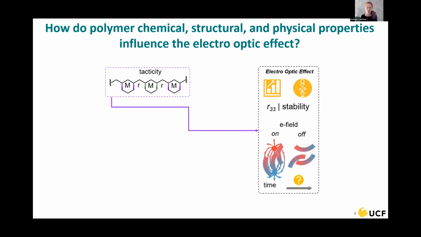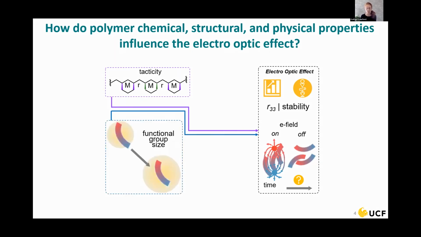And also, when you have different tacticity, it can also affect the free volume pore size, which is an important component because the free volume space between the polymer chains is where the chromophores reside. And so for that reason, it's also important to consider the size and the shape of the chromophore and how those fit within the free volume spaces of the polymers that we're making.